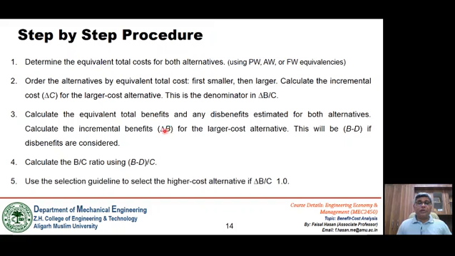If we take the disbenefits into account, the same will be written as delta B minus D. The same ratio will be computed, that is, the delta B by C ratio, or if we take the disbenefits into consideration, it will be delta B minus D by C. On the basis of the previous guideline, if delta B by C is greater than or equal to 1, then the higher cost alternative will be selected. It will be much clearer if we explain it with the help of an example.